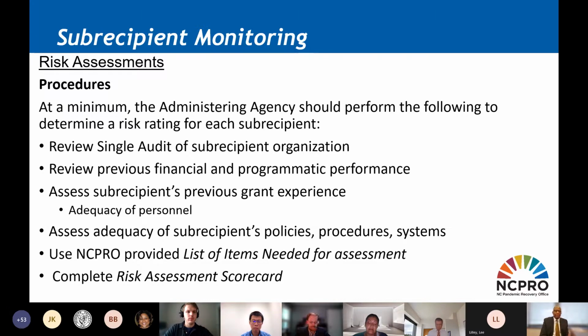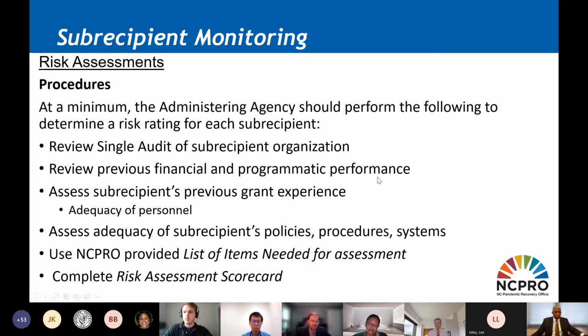Or do they seem to have comprehensive written policies and procedures? Now, I'm mentioning some things, but in the NCPRO manual that you'll get on subrecipient monitoring, there will be a listing of items that you need to make the assessment. And in that manual there also is a risk assessment scorecard for your subrecipients, so that using this information, you should come out with risk assessment ratings.